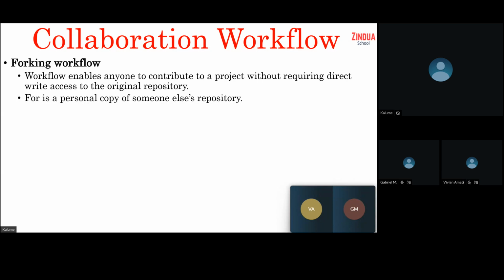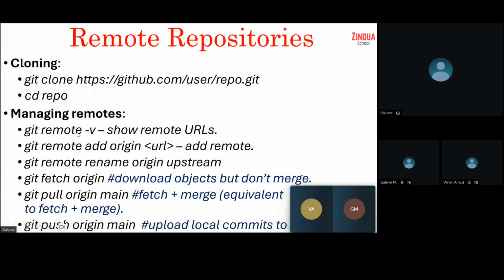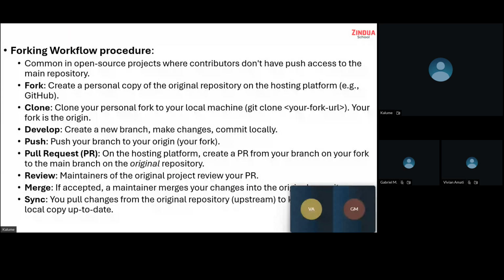So the project is on GitHub. Someone gets a copy of the repository. Then if there are any changes that they want to make, they can do it on that repository and raise a pull request. So that's how forks work. So you fork a repository, you do your changes, and that's okay. So that's how the forking workflow procedure works.